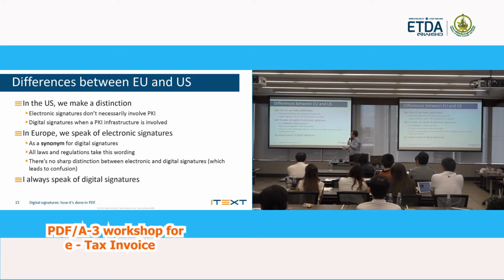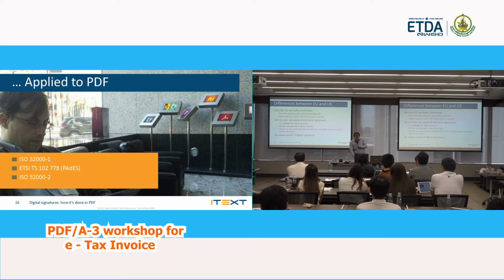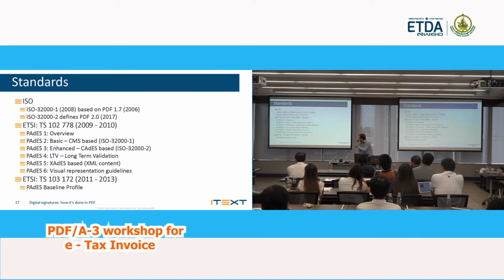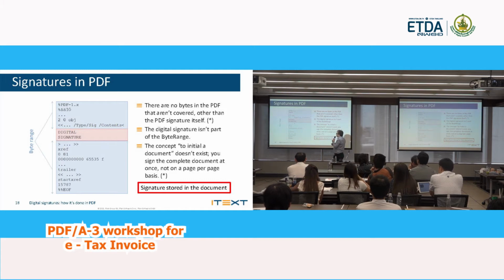So I always speak of digital signatures, and I hardly ever speak of electronic signatures, because in this case that's the most accurate. So applied to PDF, you have the standard that I discussed this morning, and a PDF file. Shanpreet showed you a PDF file in Notepad++. You see it starts with %PDF, it ends with %%EOF, and you have all these bytes, and you have a hole. And so all the bytes, except for the digital signature, are hashed and signed and put in an envelope in this part that is called the digital signature. So you have an object, a dictionary of type signature, and the contents are the digital signature. So there are no bytes in the PDF that aren't covered other than the PDF signatures.